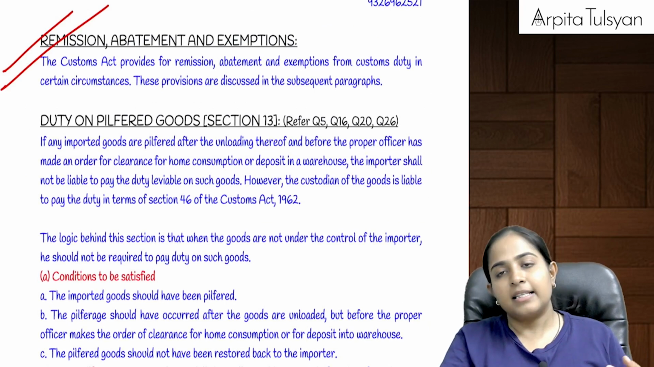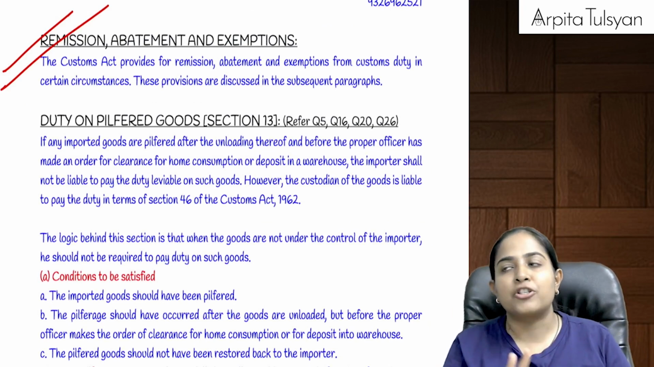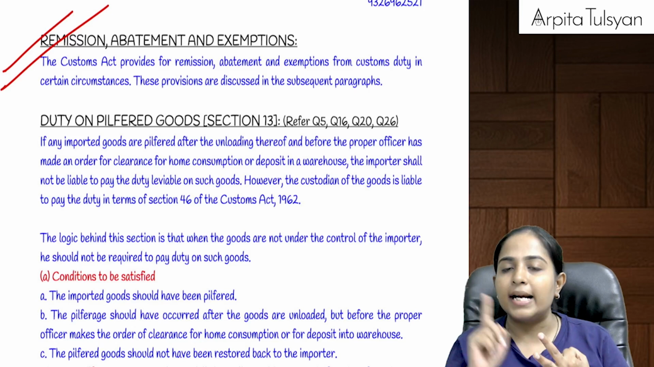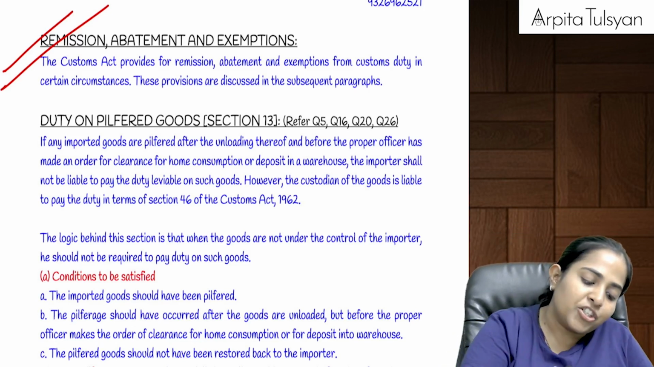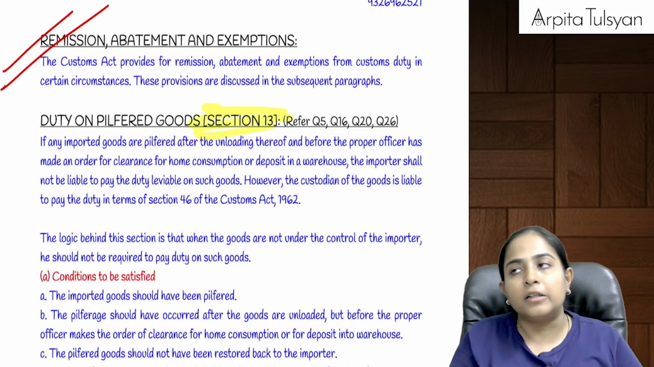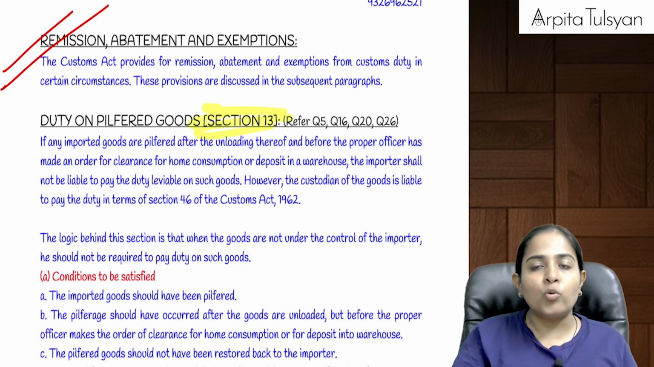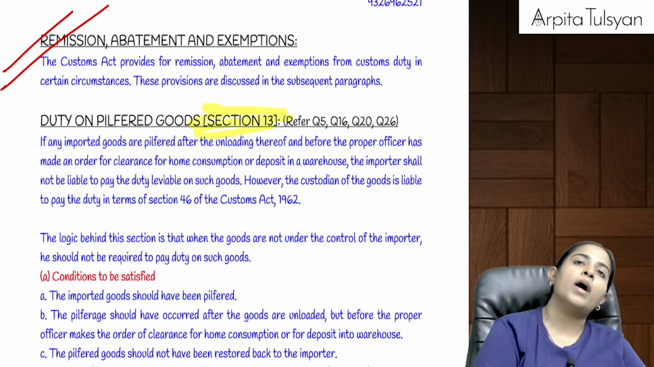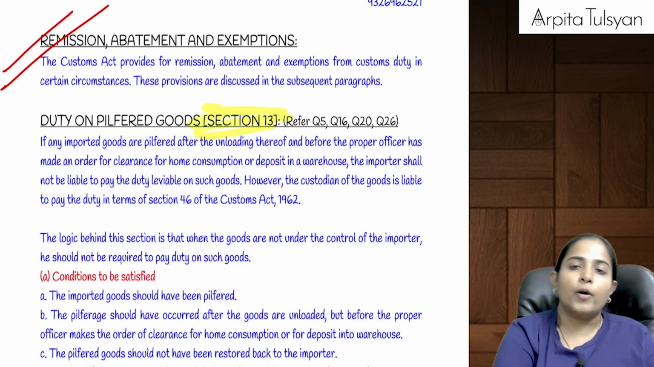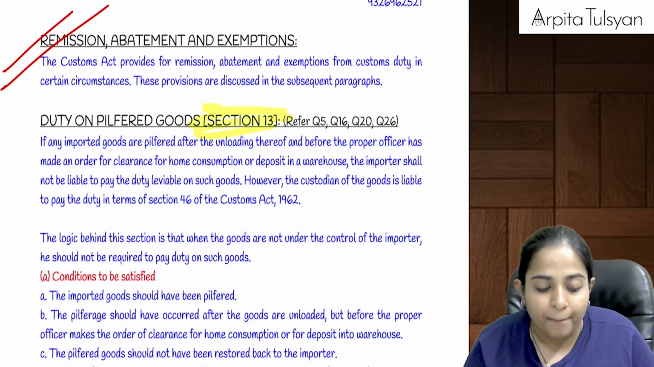Three sections we are going to take up here: section number 13, section number 22 and section number 23. First starting with section number 13, an important section. From 13, 22 and 23 you can expect at least once. Section number 13 talks about pilfered goods.